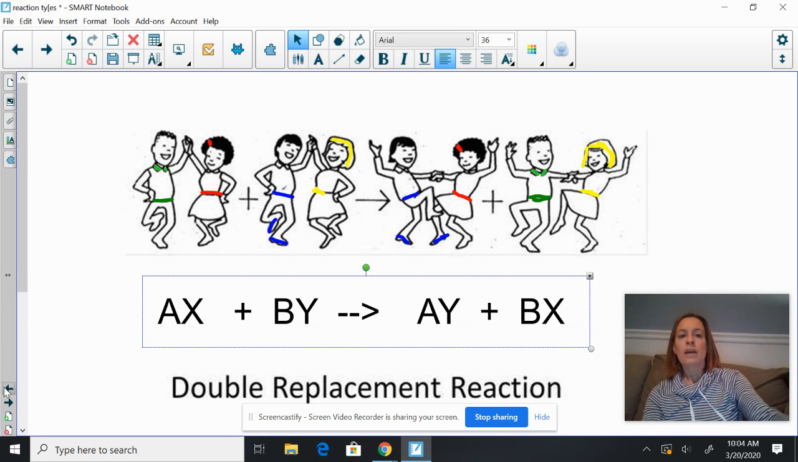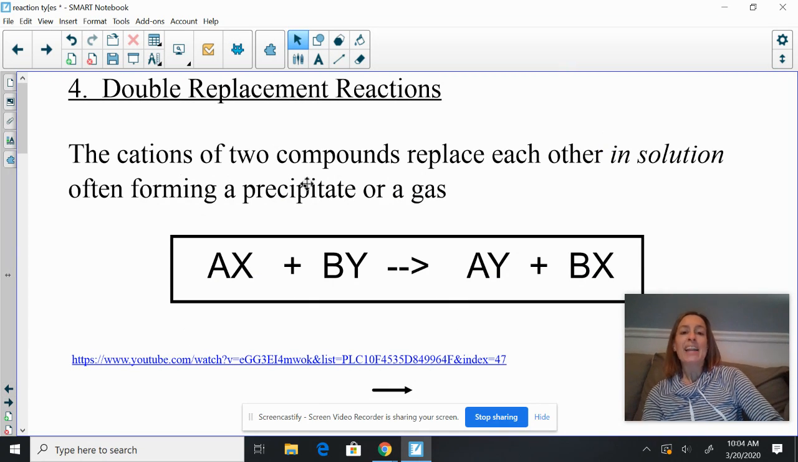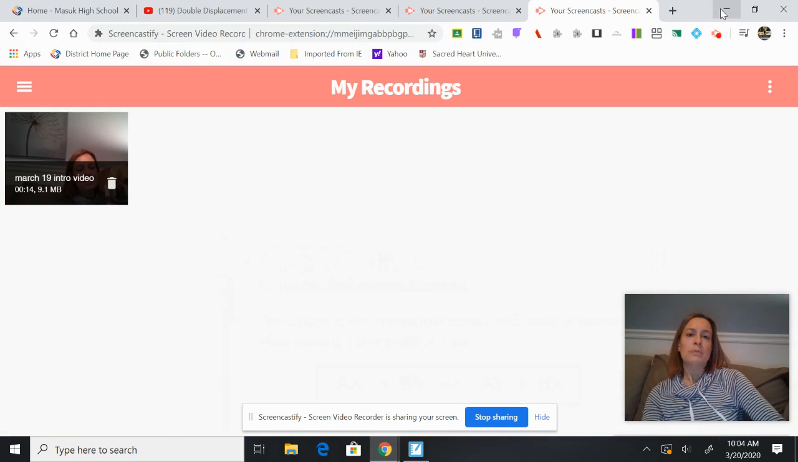So again, sometimes I think it's a little bit easier to see it with these two couples dancing. And so keep in mind, it's the cations of the compounds that are switching. The first part of each compound just switches places. They don't partner up together. The A and the B don't partner. They switch places. Let me see if I can get you to see a YouTube video of a double replacement reaction.